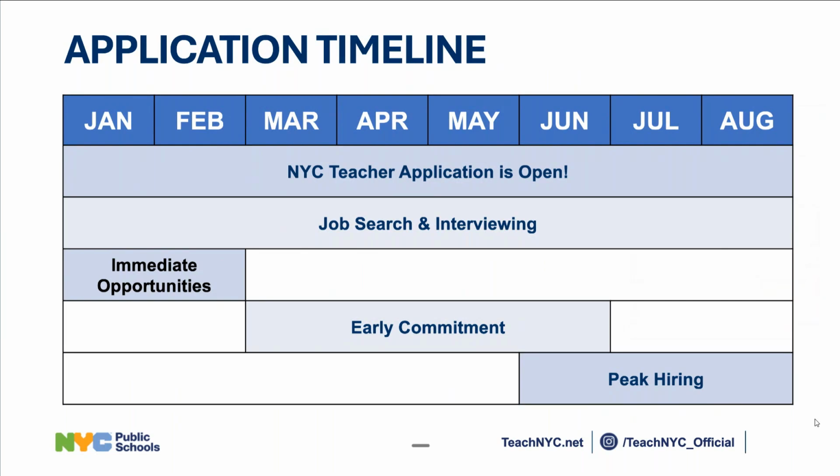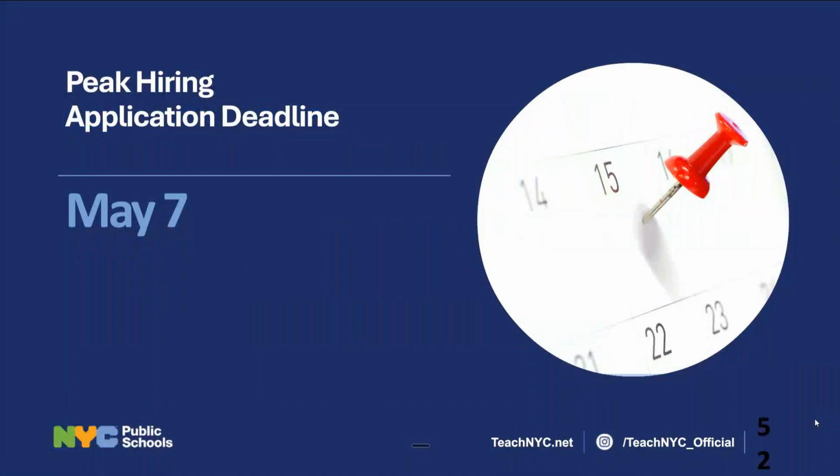Early commitment is an initiative for candidates certified in high need subject areas to be able to accept positions in certain districts prior to budgets being released for peak hiring. This year, we even had a stipend available for eligible high need subject area candidates who accepted an early commitment before June 16th. The final peak hiring is June through August. And just a reminder that the peak hiring application deadline is on May 7th.